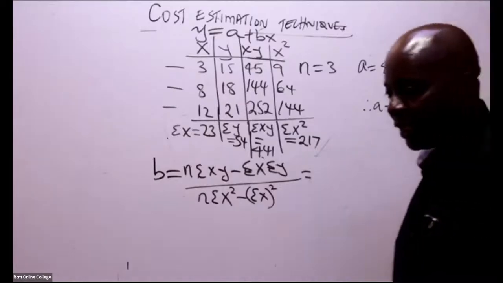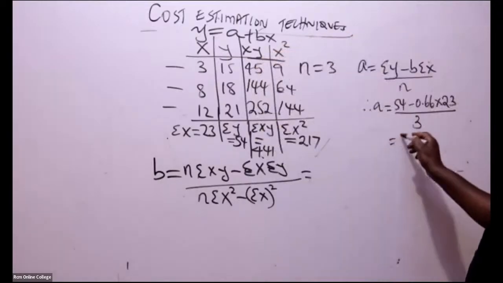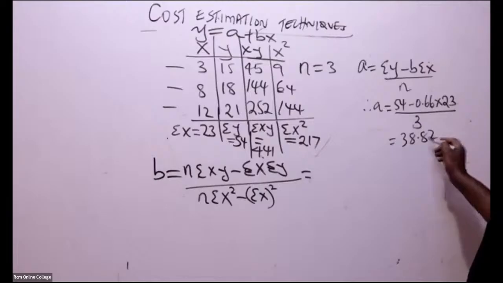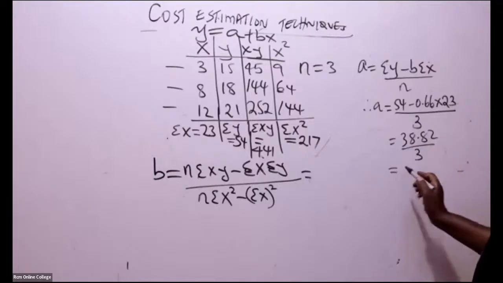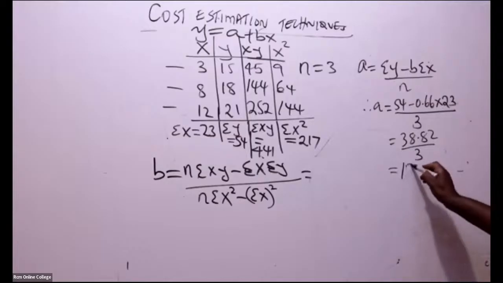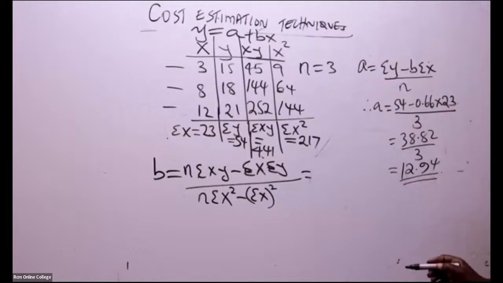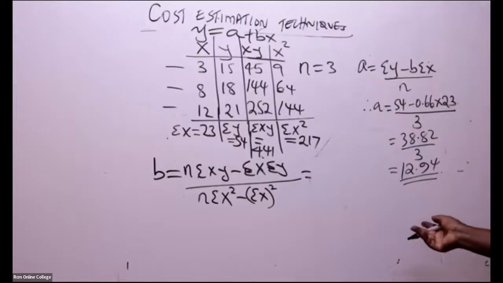So are they giving me the final answer? 38.82. So 38.82 is the top number divided by 3. So then the final answer will end up giving us what figure? The final answer will end up giving us 12.94, isn't it? 12.94. Or thereabout. You can as well get 12.8. Rounding off errors are allowed.